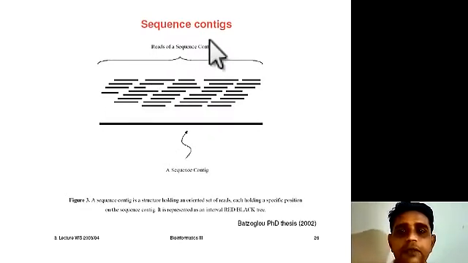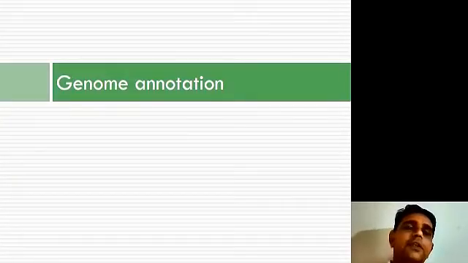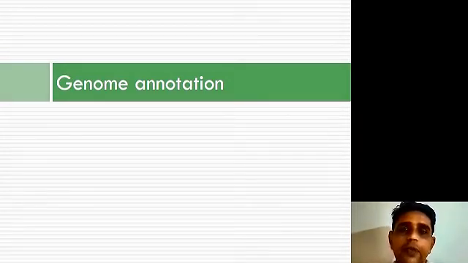So this is the sequence contig. You will have small sequence fragments, and from those the super contig is generated. So this is the one sequence contig which is generated due to the process of sequencing. This is the process known as the initial step, and that comes under the heading of genome pre-processing and genome assembly.